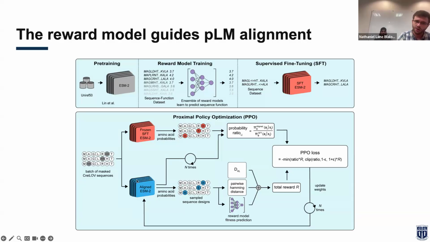So for example, the blue model here is what to focus on, where we take a batch of masked CreiLOV sequences. We use aligned ESM2 to generate probabilities for amino acids at those masked positions. And then we sample from those amino acids. But then we use the reward model to actually predict the reward of these sequences. And over time, this reward that we calculate increases, and the likelihood of sampling amino acids that increase this predicted reward also increase.